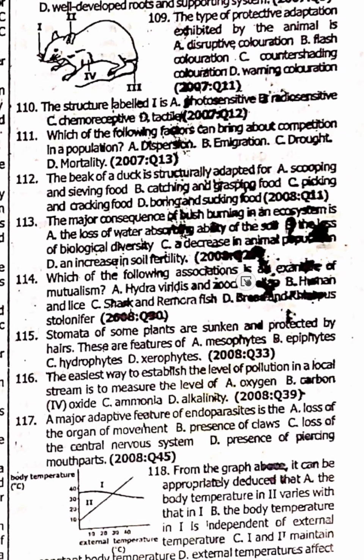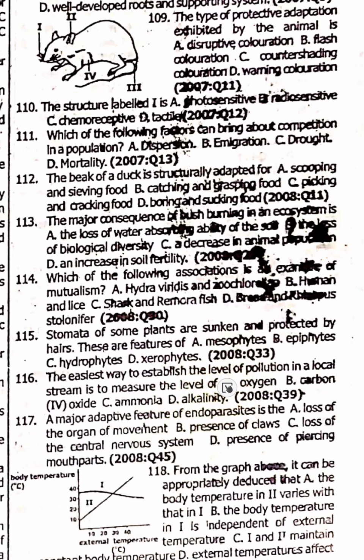114. Which of the following associations is an example of mutualism? 114 for mutualism is Hydra viridis with zoochlorella, I think. 114 is option A. 115. Stomata of some plants are sunken and protected by hairs. These are features of xerophytes, plants that live in desert areas.